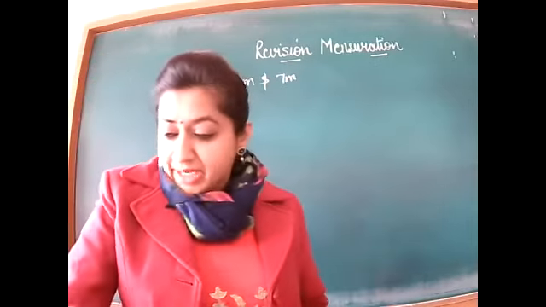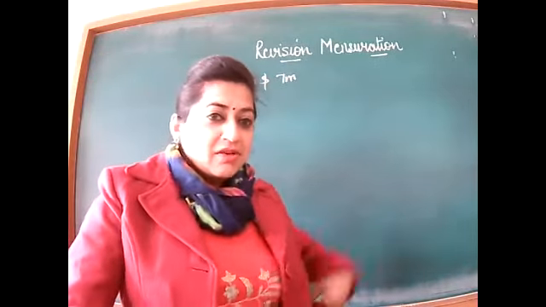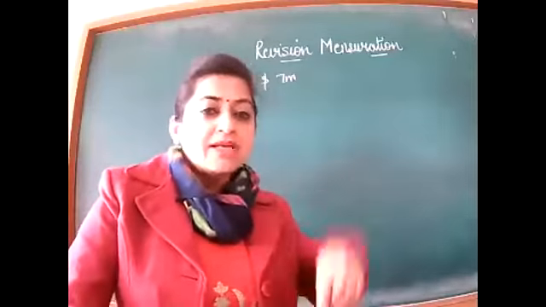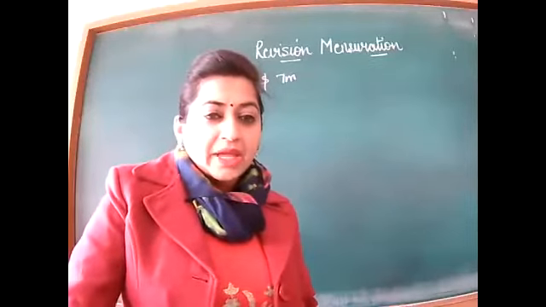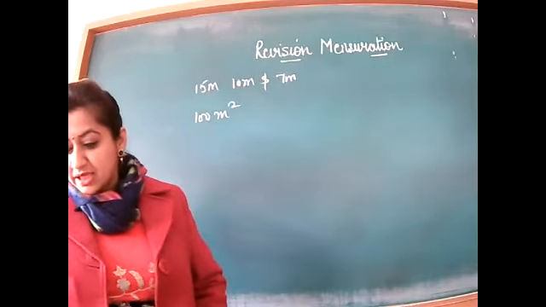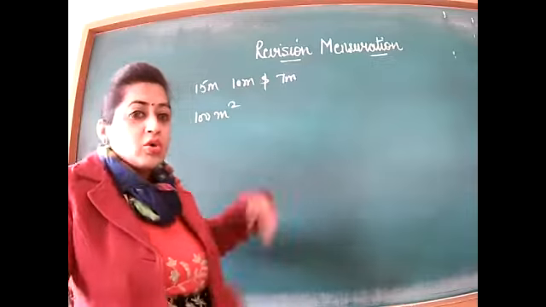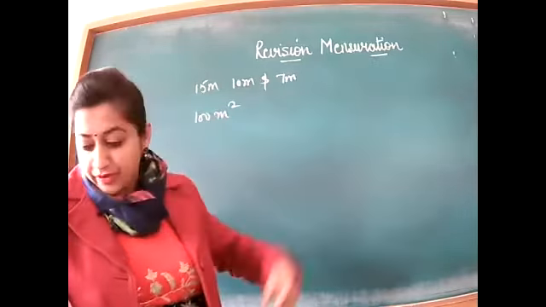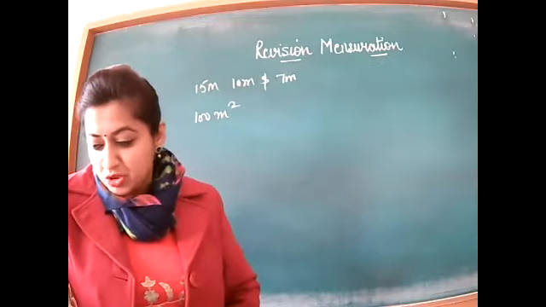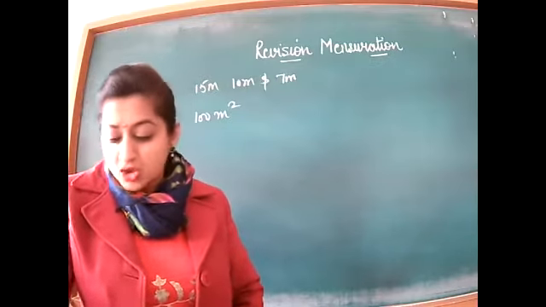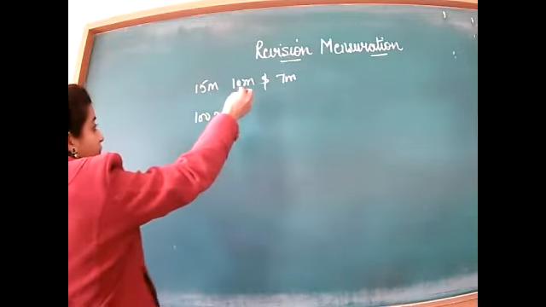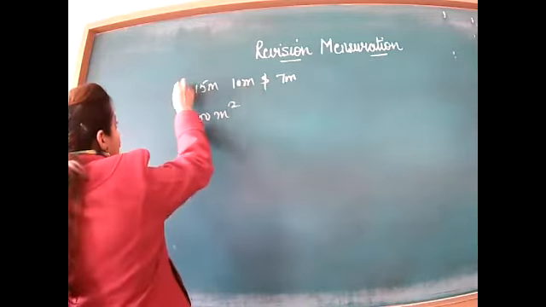Yes, Daniel is painting the walls, 4 walls. Wall means curved surface area plus ceiling. Ceiling is L into B. She is painting the walls and the ceiling of the cuboidal hall whose length, breadth and height are given. From each can of paint, 100 meter square of area is painted. So you have to tell me how many cans are required to paint 4 walls and ceiling.